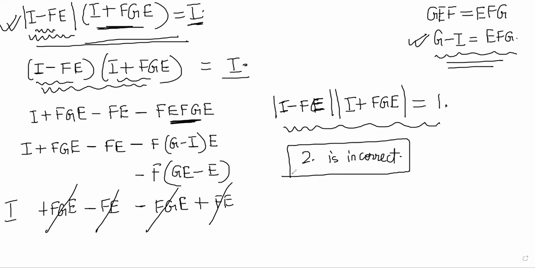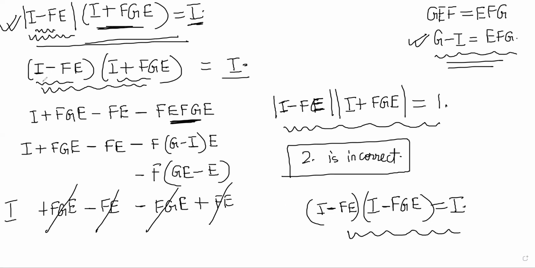Now, if option 2 is incorrect, can we see option 4? Option 4 talks about I minus FE multiplied by I minus FGE is equal to I. Now, this option is also incorrect because we have I minus FE into I plus FGE is equal to I. So the correct relation is this, whereas option 4 has a change of sign here. So this is also wrong. You could also confirm it by multiplying it out here and seeing how it simplifies using these properties, right? So option 4 is also incorrect. 2 is also incorrect. 3 is correct.